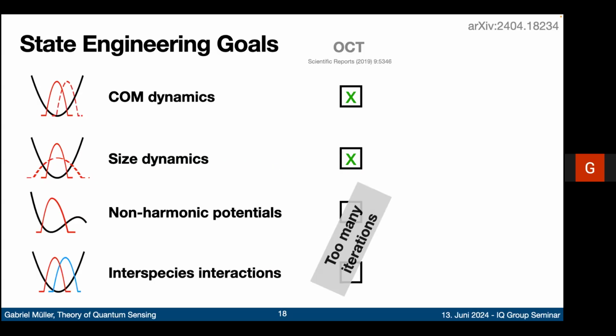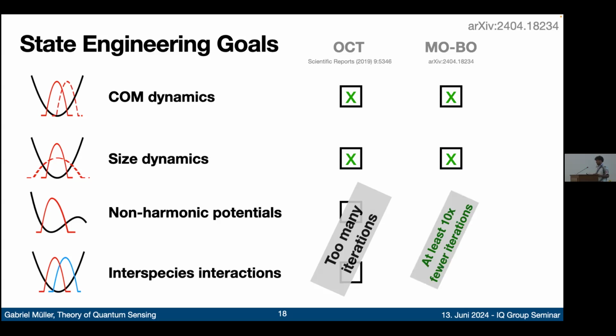So to sum this part up, for the state engineering goals, OCT has a lot of iterations. Yeah, if you have enough time, it's never too many iterations, but it has a lot. Multi-output Bayesian optimization has at least 10 times fewer iterations without a good initial starting point, which OCT had, and maybe more, but unfortunately there wasn't a log plot in the results that we compared to. So this is our claim.